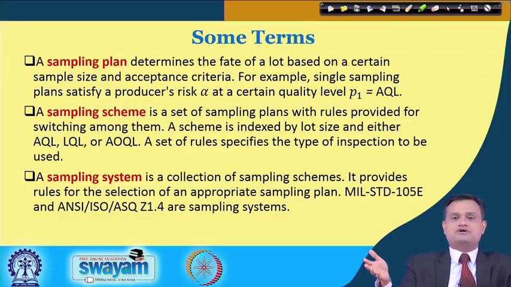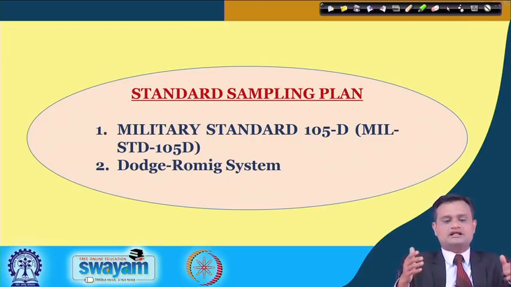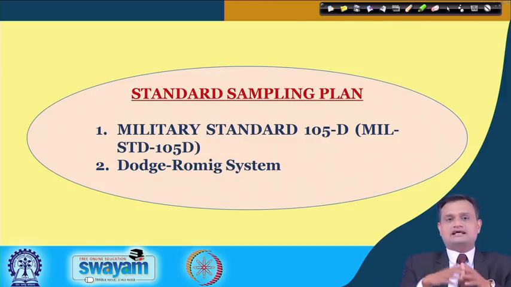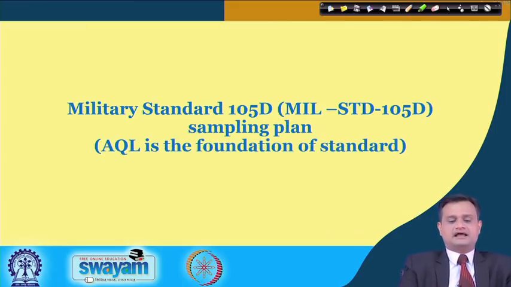So, MIL STD 105E and ANSI, I will call them the sampling systems. These are the key terms useful in understanding the standard sampling plans. Let us try to focus on two. One is MIL STD 105D, the military standard plan and part of your ANSI, and second is the Dodge-Romig system. So, this is your ANSI ASQ military standard plan, and typically it is based on AQL, your acceptable quality level.